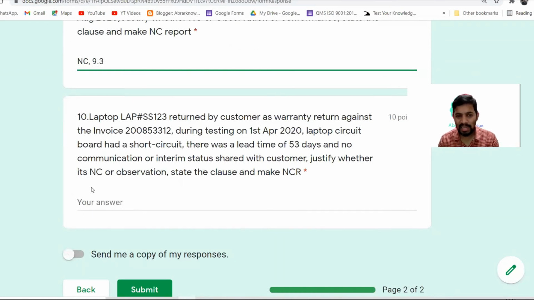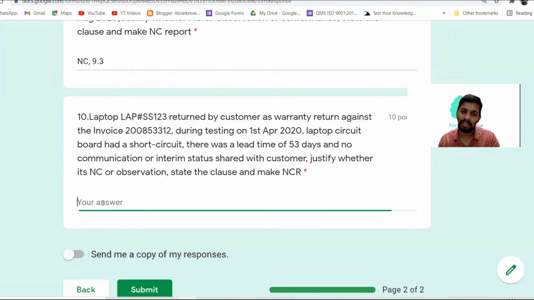The laptop LAP SS123 was returned by a customer as a warranty return against invoice 200853312, during testing on 1st April 2020. So the laptop was returned as a customer complaint and was being tested. While testing it, what happened? The laptop circuit board had a short circuit and there was a lead time of 53 days. It was short circuited and kept aside. No communication, no interim status was shared with the customer. So justify whether it is an NC or an observation.